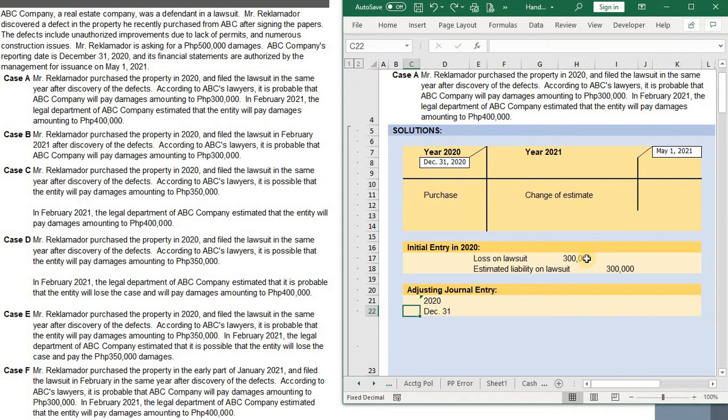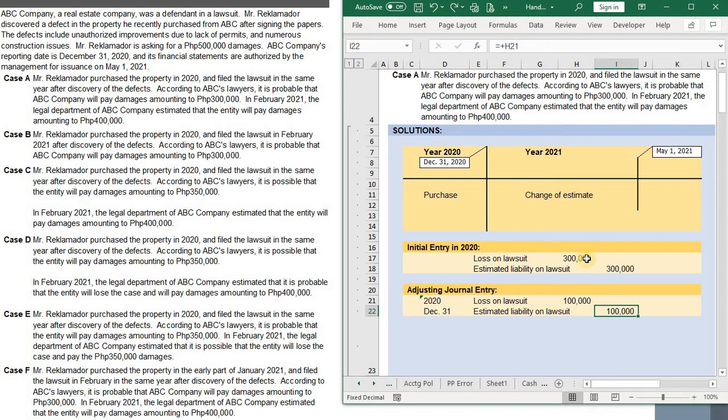Again, the revision is made in February 2021. So technically, we are going to prepare this adjusting journal entry in February, but this must be recorded in the books of 2020. So that will be a debit to loss on lawsuit for an additional amount of 100,000 pesos and a credit to estimated liability on lawsuit for 100,000 pesos. So that the estimated liability on lawsuit that will appear in the statement of financial position for the year 2020 is not 300,000 pesos. Instead, it should be at 400,000 pesos, which is the best estimate.